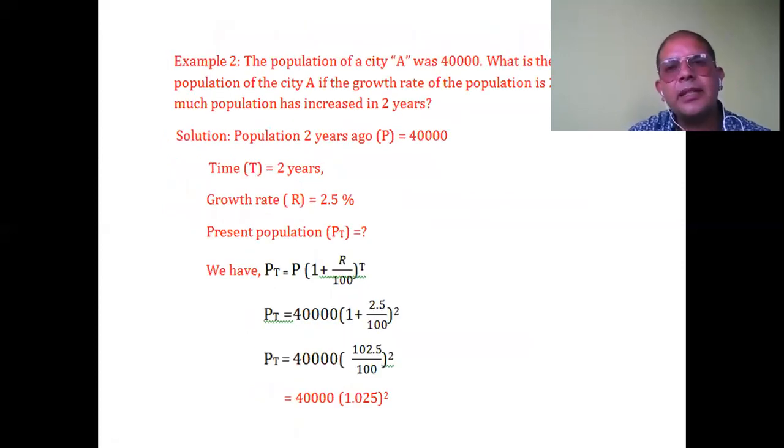Now, example number two: the population of a city was 40,000.